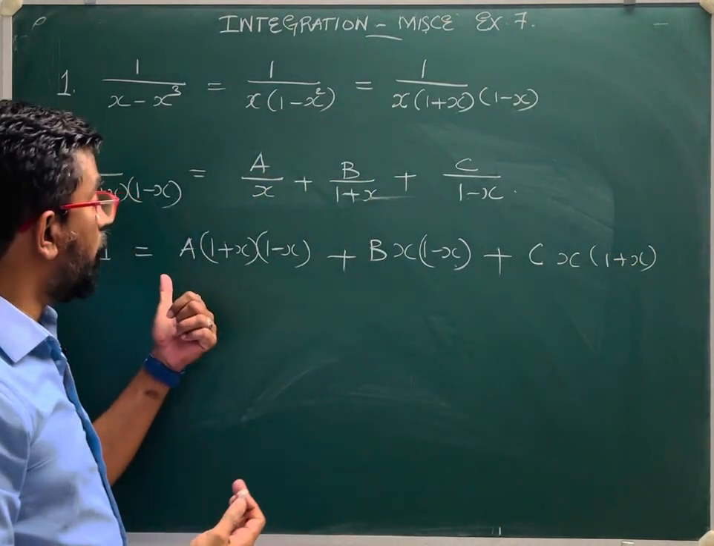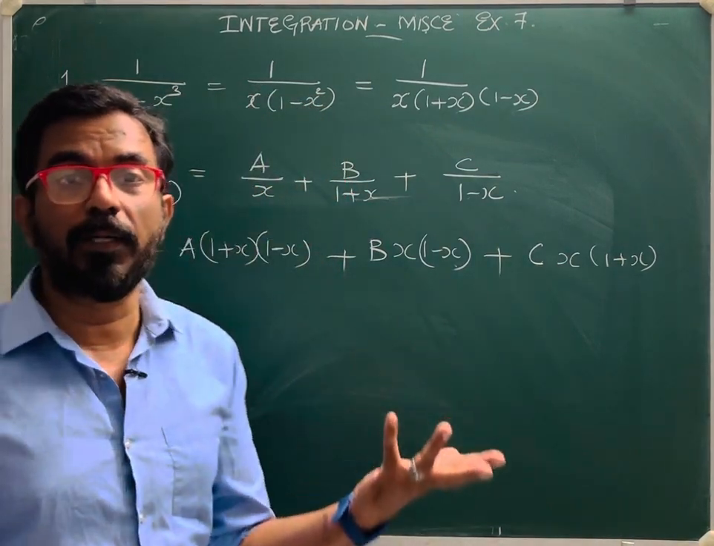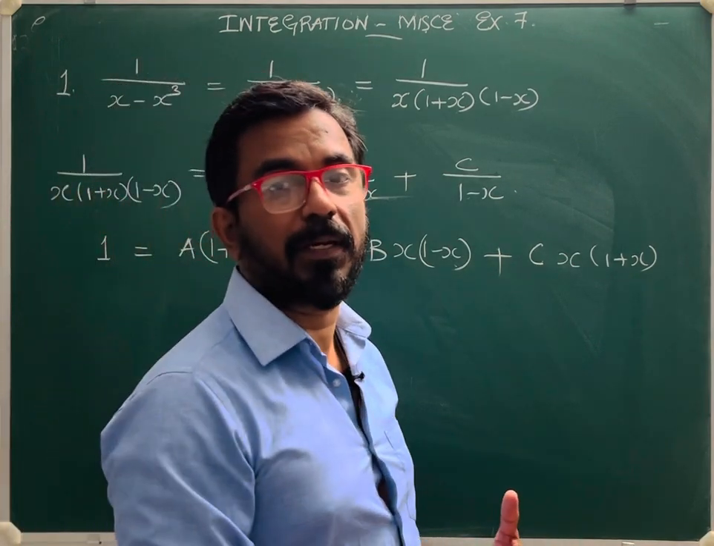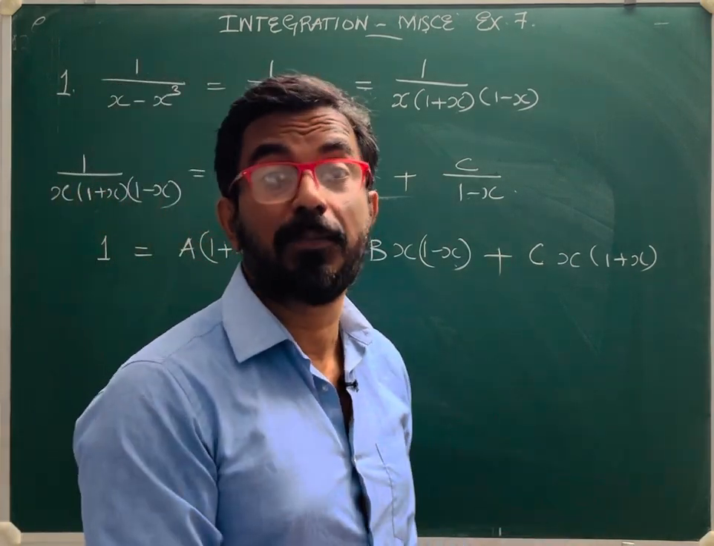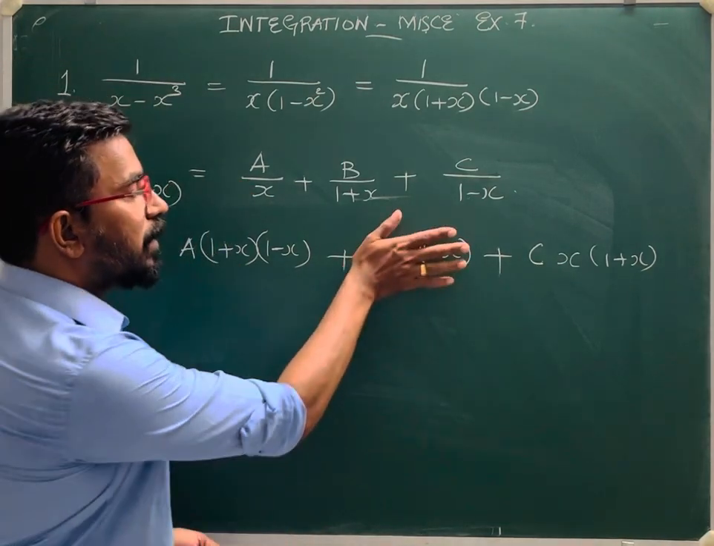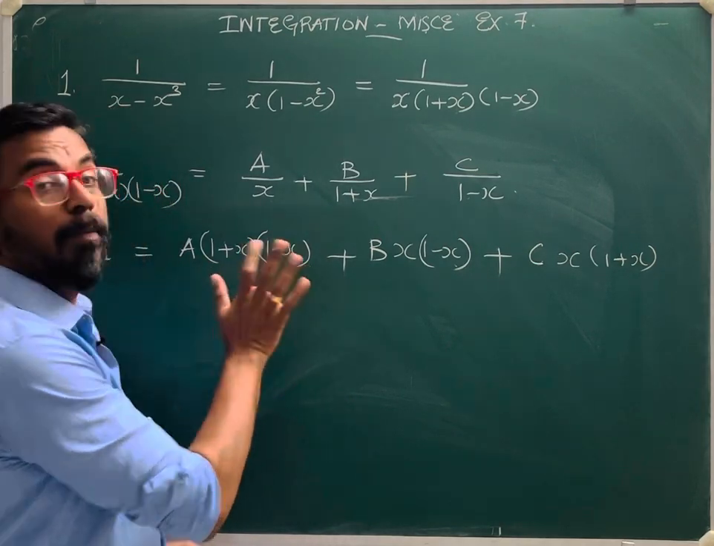Our job is not over. I want to find ABC. If you want to find ABC, there are two methods. One is the elimination method. The other is equating the coefficients. Elimination is the easy method if it is possible. Here it is possible. If I put x equal to 0, this term and this term will disappear, and I will be able to find the value of a.